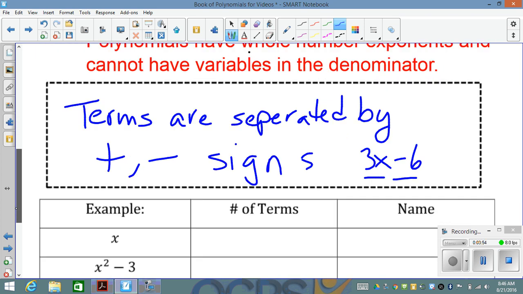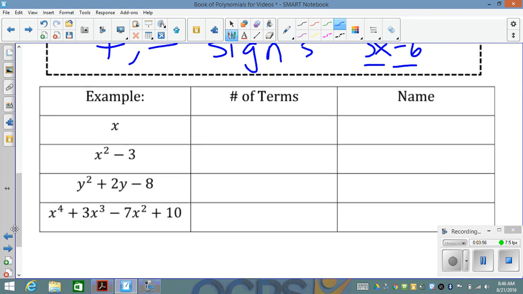Okay, let's do a little bit of classifying, and these are going to be some vocabulary words for you. So in our first example here, we have one term. When we have one term, we've already learned that it is a monomial. Okay, the next example, x squared minus 3. That is two terms, the x squared and the minus 3. Our name for that, like a bicycle has two wheels, is a binomial.